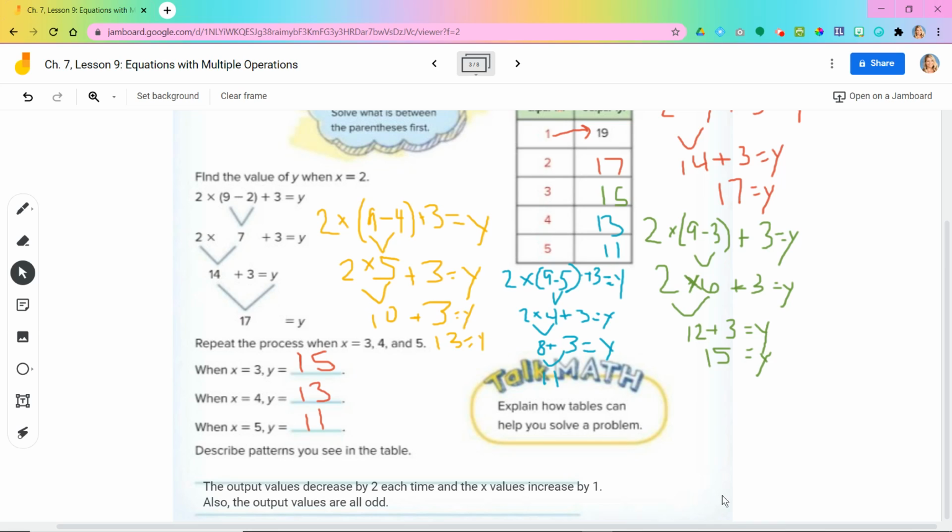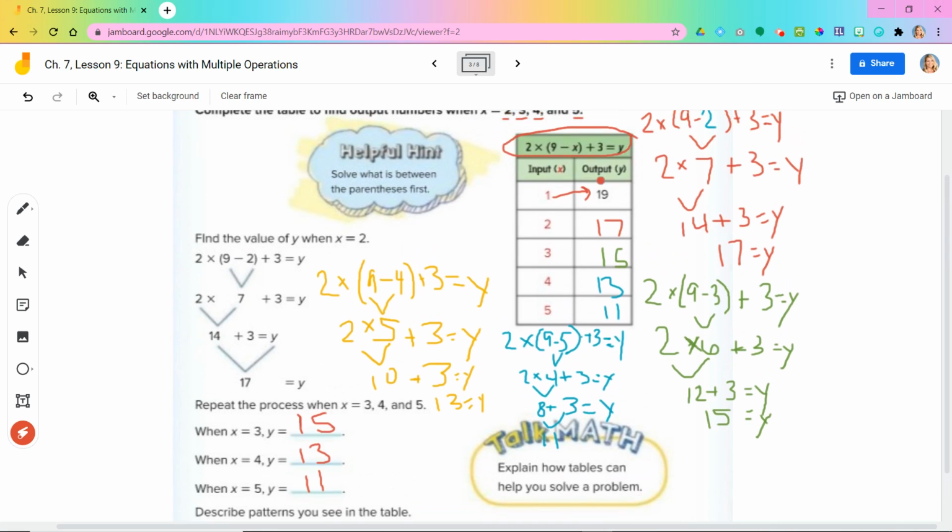Just don't rely on those observations for your answers, because those test people are tricky, and they will use that to trick you. So just looking back at this, Talk Math: explain how tables can help you solve a problem. Tables help us organize my information so that I can visualize it better.